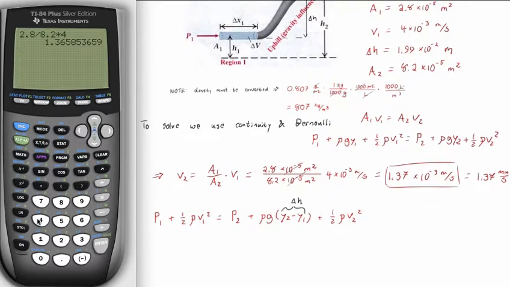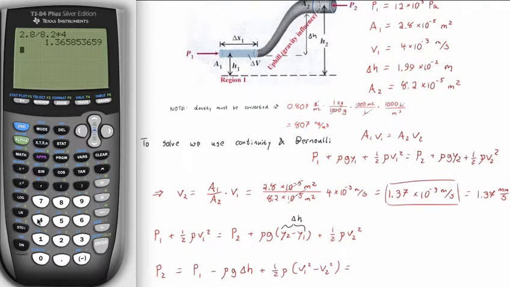So let's then solve for P2. P2 is going to equal P1 minus rho g delta H, because that's decreasing pressure, so the minus is to be expected. And then plus 1/2 rho (V1 squared minus V2 squared). V2 is smaller, so that term will remain positive. So we've got a decrease and an increase to pressure.